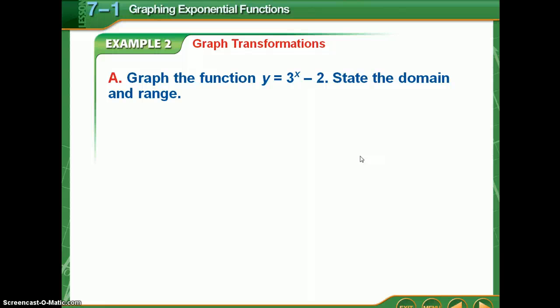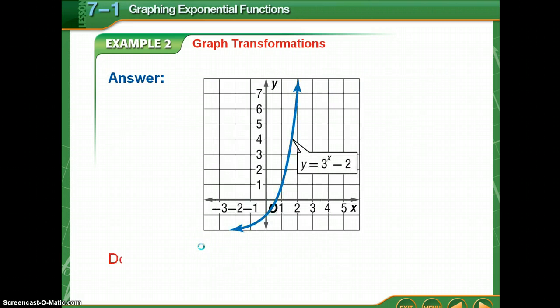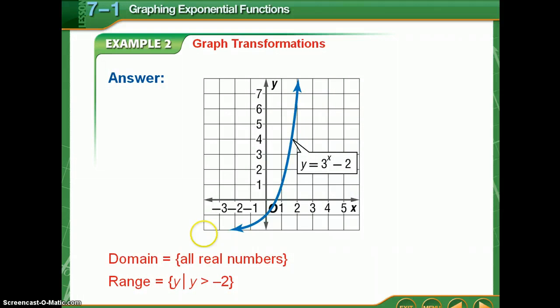So let's look at some graph transformations. They tell us to graph the function y is equal to 3 to the x minus 2, and they want us to state the domain and range. So first of all, the parent function of this graph would be y is equal to 3 to the x. And we just note that it will be translated down 2 units because k is minus 2. We find a table of values so that we can plot our points. And notice the domain is all real numbers, there are no limitations, and the range is y such that y is greater than negative 2.